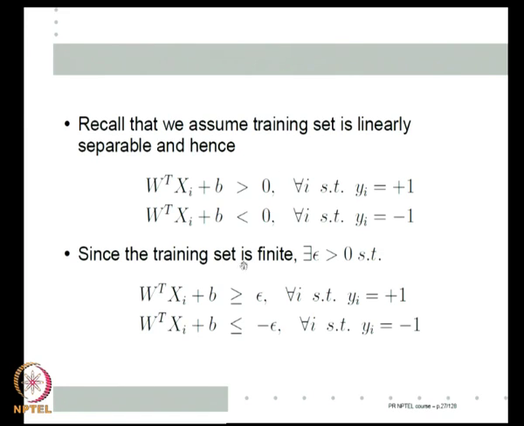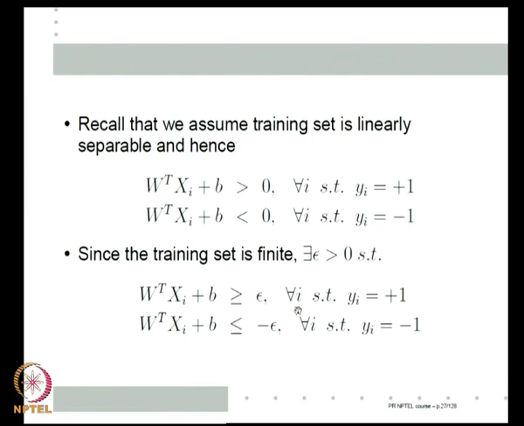And if I take epsilon smaller than epsilon 1 and epsilon 2, I can always satisfy W transpose xi plus b is greater than or equal to epsilon if xi is class plus 1, and less than or equal to minus epsilon if it is class minus 1. Because there are only finitely many patterns, and W transpose xi plus b is positive for all of them, there must be a smallest number for it. We are calling that epsilon 1. Similarly, the largest number for this, we are calling minus epsilon 2, and then we are taking the smaller of epsilon 1 or epsilon 2, so that we can satisfy this.